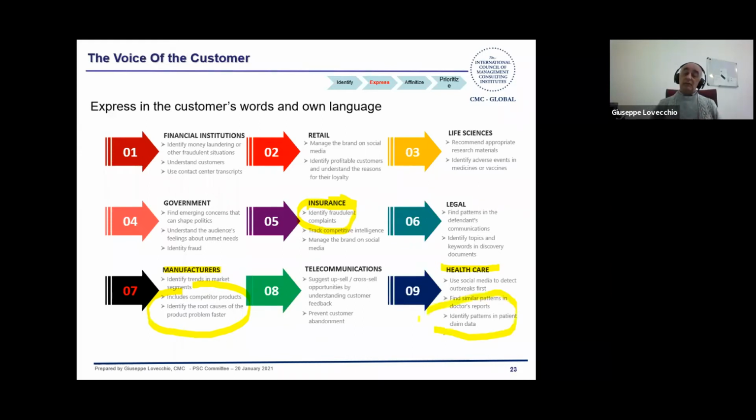So it's really a process of being in the mind of the customer, also in his language, in his words, in his expressions, and so on. So this is an example of that.